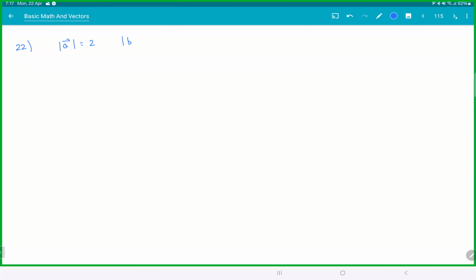A bar is 2, B bar is 3, C bar is 4. A bar plus B bar is C bar. Find the angle between B bar and C bar. Be careful. I'm not asking between A bar and B bar.